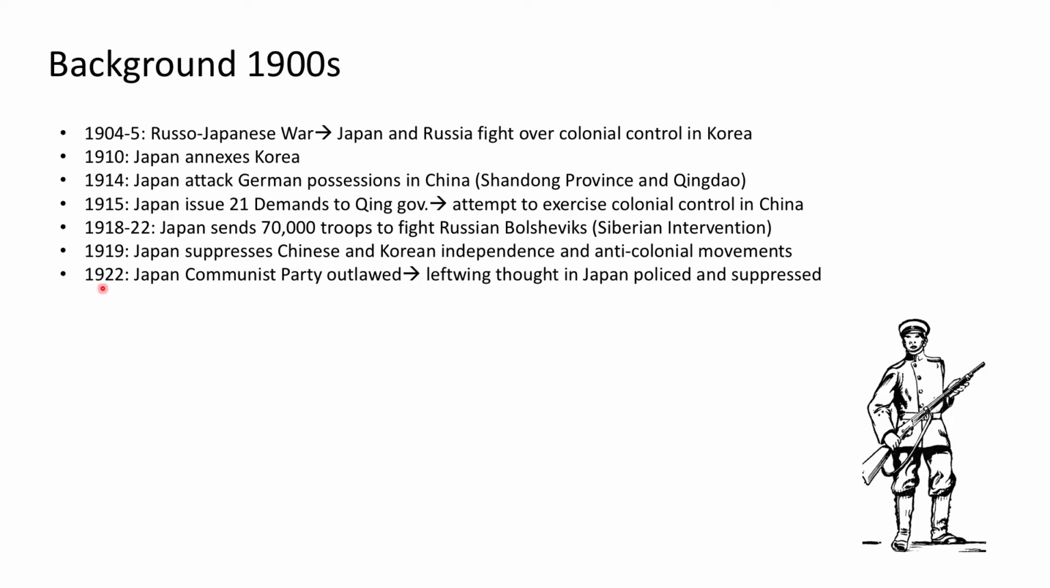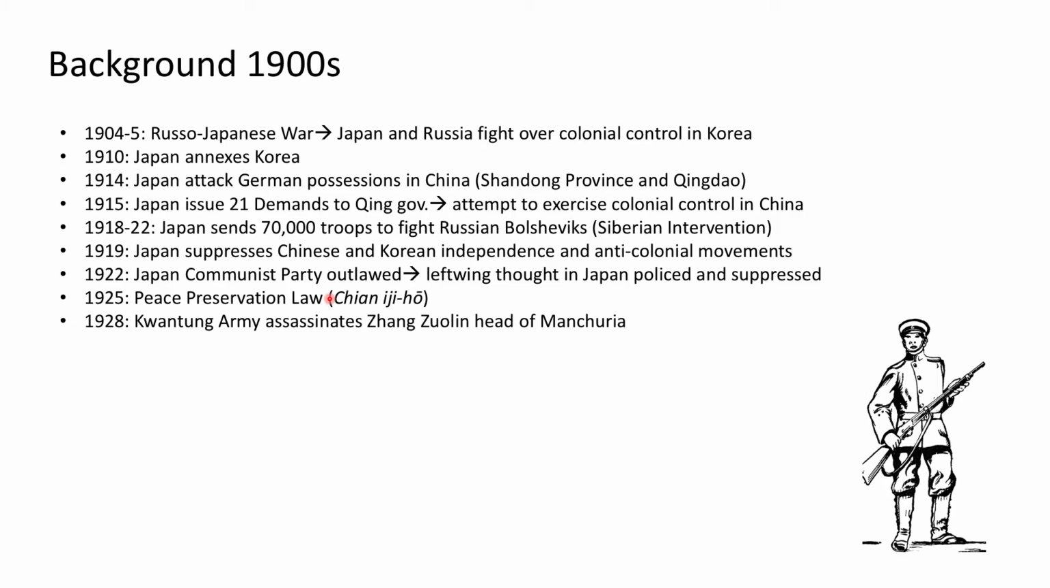The Japan Communist Party was outlawed as soon as it was formed in 1922. But left-wing thought and Marxist thought in general were policed and suppressed throughout this period in Japan, as emphasized by the 1925 Peace Preservation Law, Chian Ijiho, which made it a crime punishable by large fines and imprisonment to criticize the emperor system and to espouse left-wing ideas, such as the abolition of private property, for instance.